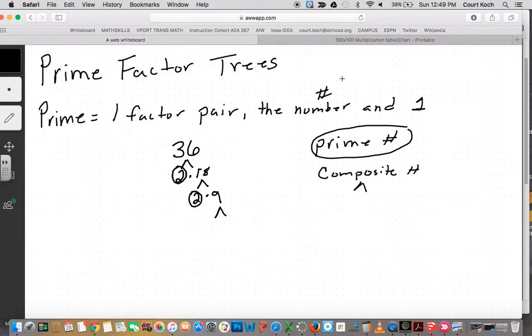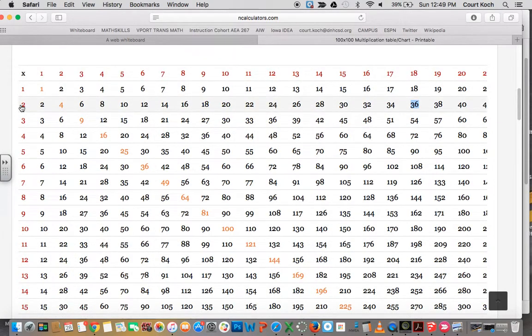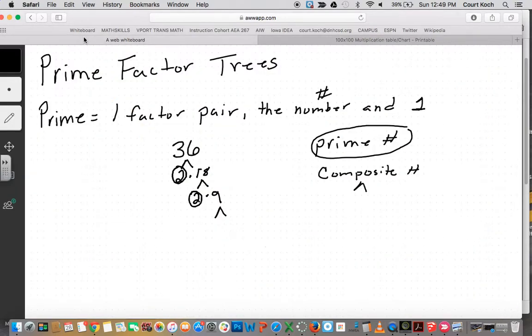Let's break this apart. Let's use our hundreds table. 2 times anything, 9? Nope. How about 3? Whoop. 3 times what? 3 times 3 is 9. So if I come under here, 3 times 3, and both 3's are prime. This is the prime factor tree for 36.